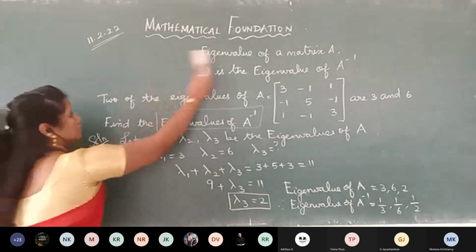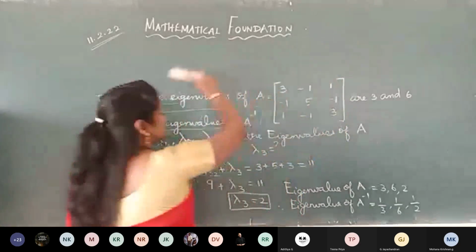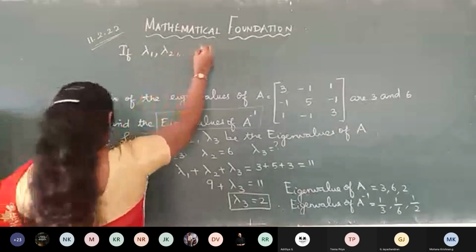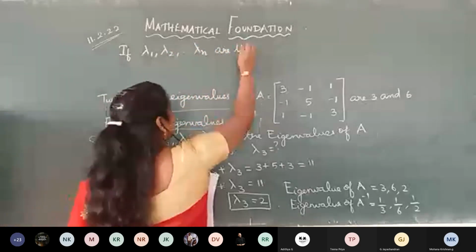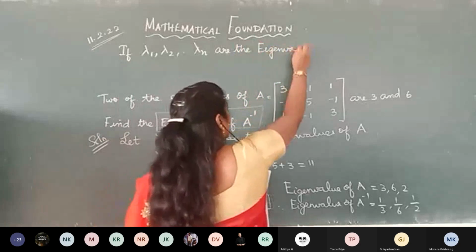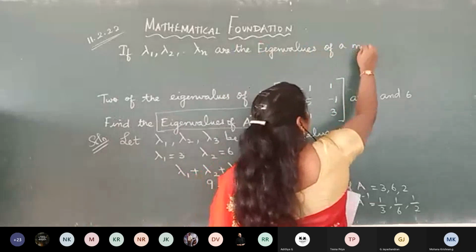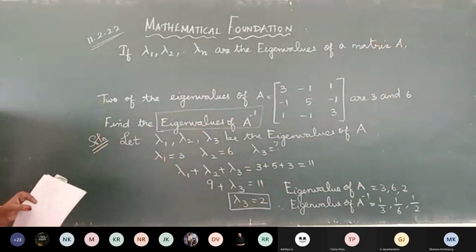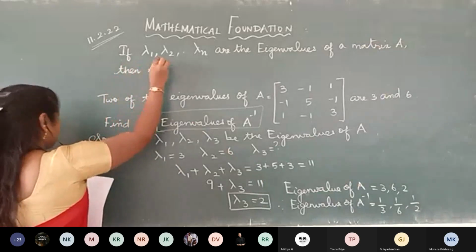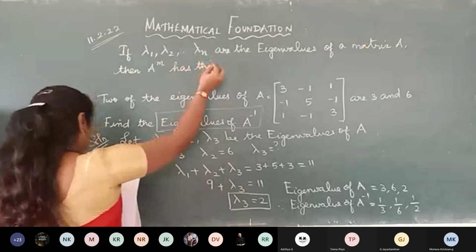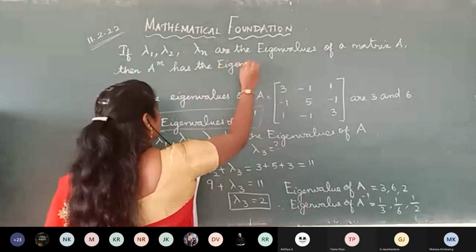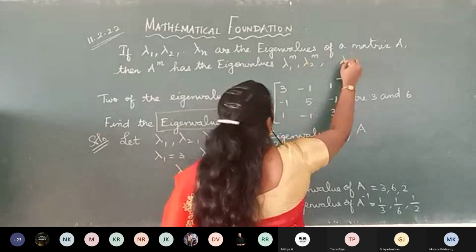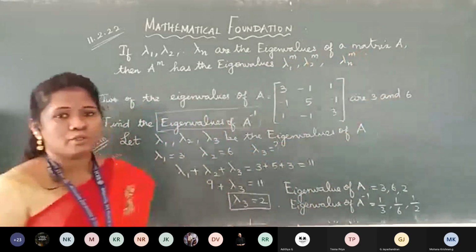So I have the next property. If lambda 1, lambda 2, up to lambda n are the eigenvalues of a matrix A, then A power m has the eigenvalues lambda 1 power m, lambda 2 power m, and so on up to lambda n power m. Okay, this is the next property.